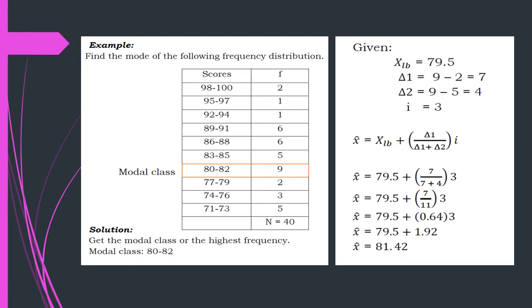So 79.5 plus 7 over 7 plus 4, times 3. 7 plus 4 is equal to 11. So 7 over 11 times 3. Then 79.5 plus 0.64 times 3. Then 79.5 plus 1.92. And then our mode is 81.42.